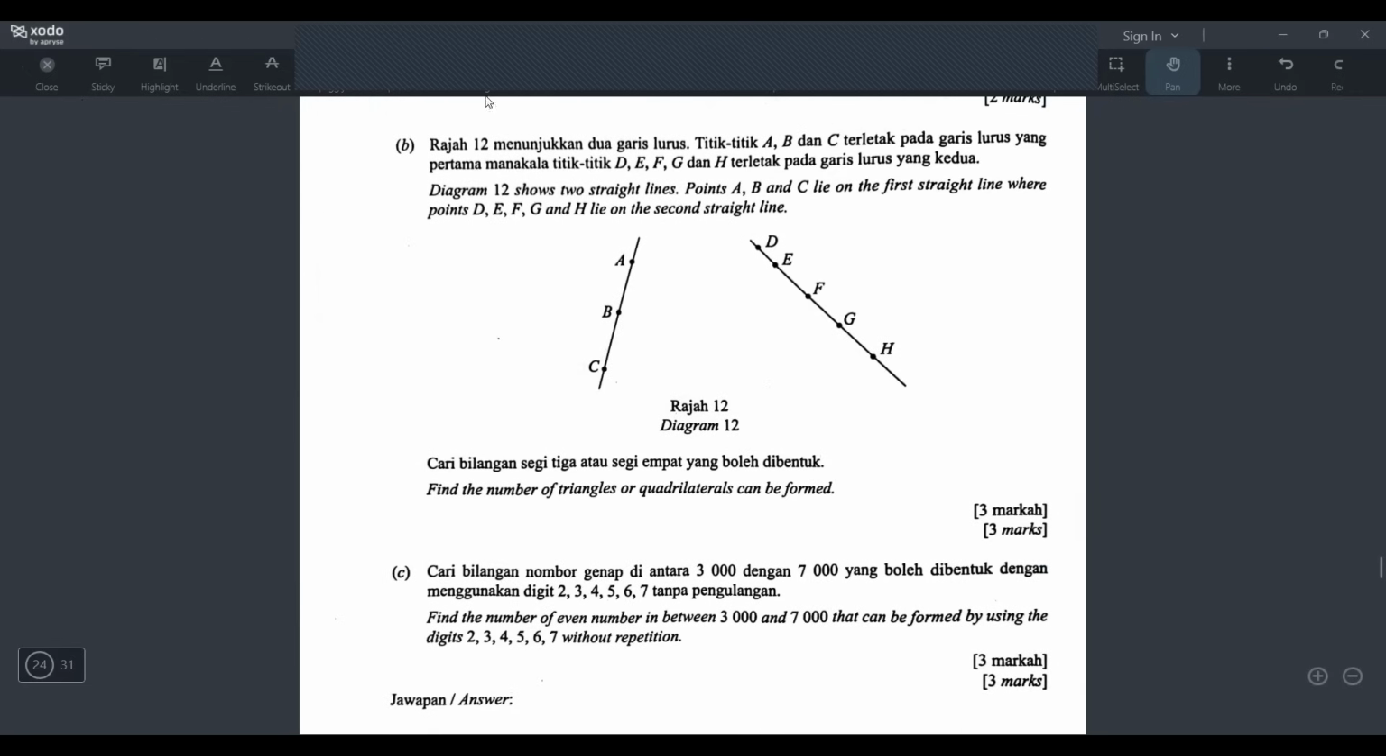All right, let's do B now. So B, let's read the question. Diagram 12 shows two straight lines, okay? Points A, B, and C lie on the first straight line.